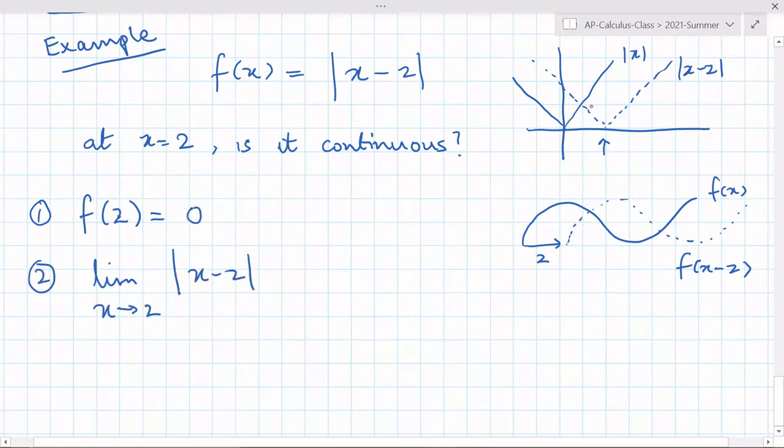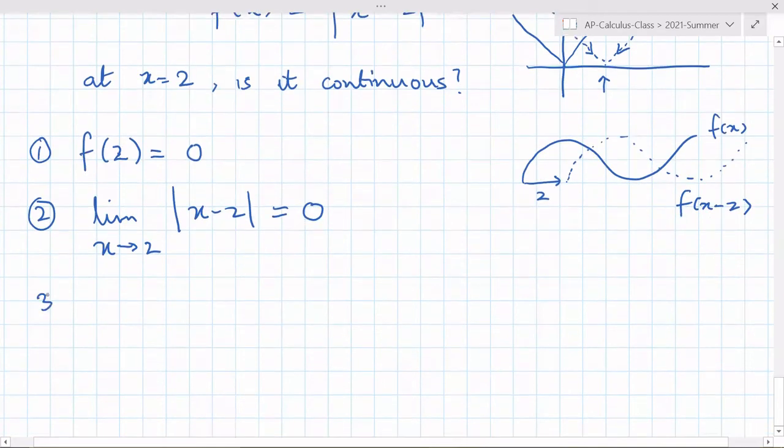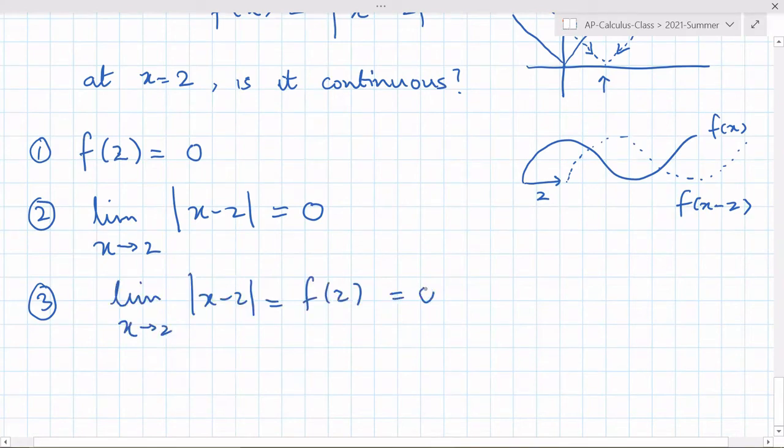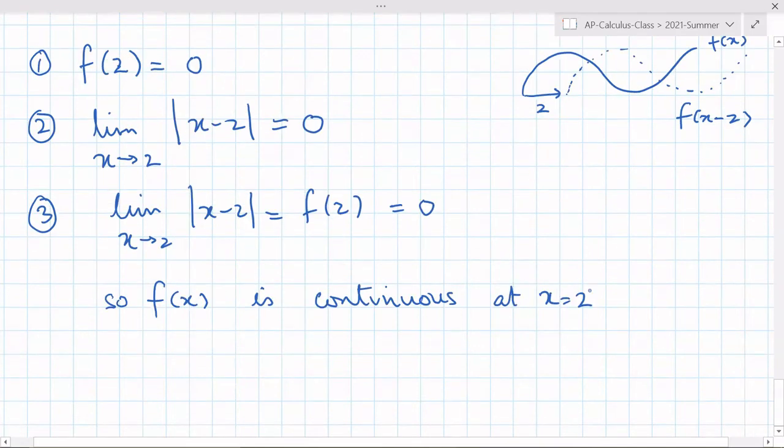Right? So you see from the left hand side and from the right hand side, what are they approaching? 0. So if you know the graph, you can do it from the graph. If you don't know the graph, then you'll have to find the left limit and the right limit, and check that they are equal. And then the third thing you check is that these two have to be equal, right? Which is true, correct? Both of them. So it is continuous.